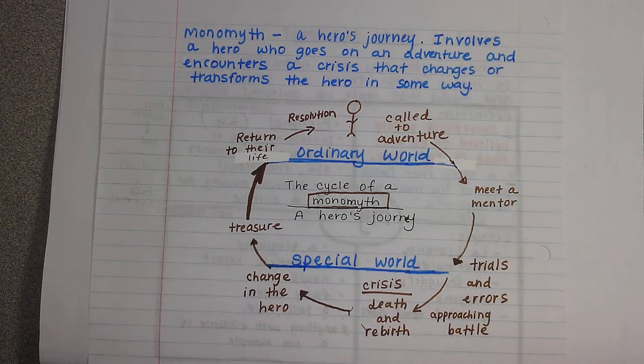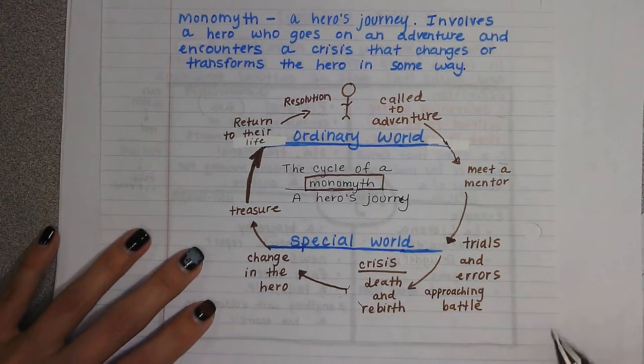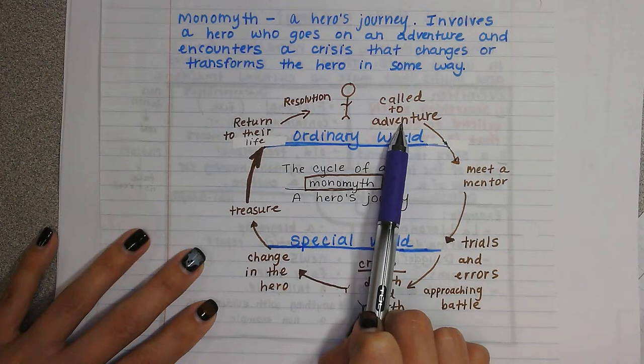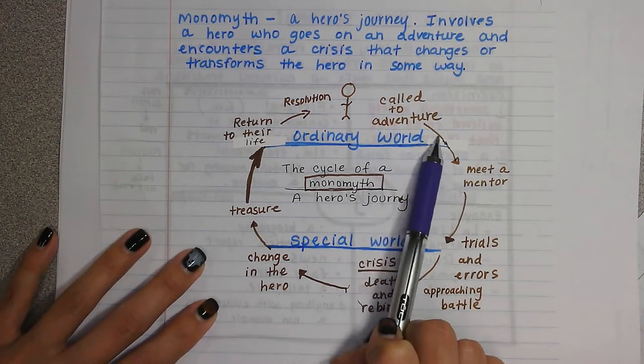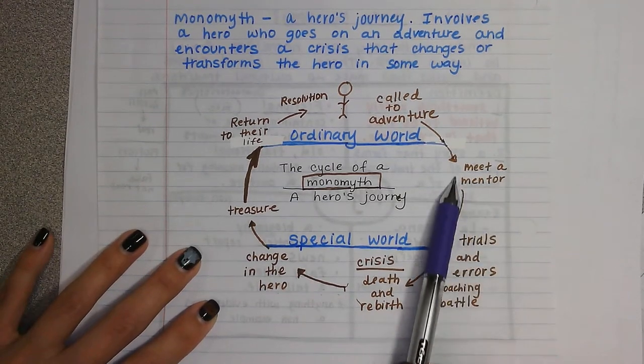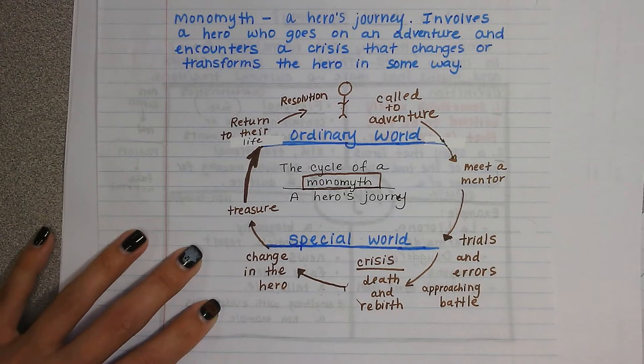So, what is a monomyth? A monomyth is a hero's journey. This involves a hero who goes off on an adventure and encounters a crisis, right? Something that challenges them, that they have to overcome. And this challenge will transform the hero in some way. So this happens in a cycle. We have the hero. The hero is called to an adventure somehow. And as they're called to an adventure, maybe they meet some type of mentor, okay? Once they meet their mentor, the mentor can help them become better or give them advice.